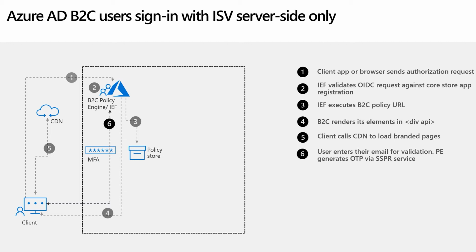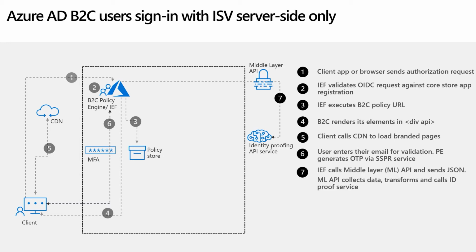Now, this is where the ISV comes into play. Things get a little more interesting. Once successful, the Azure BDC in step 7 will perform a RESTful API call to a middle layer API where it passes the user information. The middle layer API handles formatting, optional business logic, and protocol mapping. This request ultimately is forwarded to the identity proofing service.